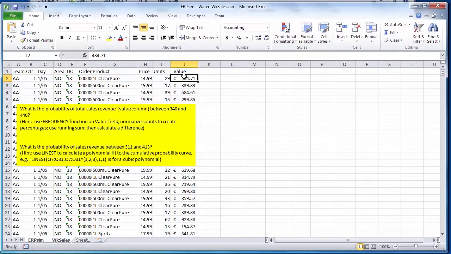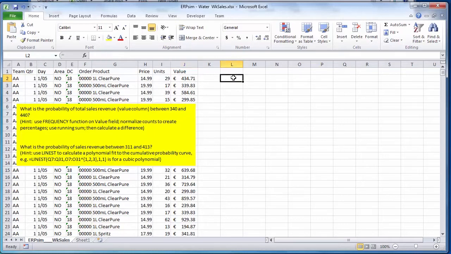Now, to answer this question, I want to get a frequency distribution of all these values. So how many times does a value between, say, 400 and 420 occur? How many times does a value or total sales revenue between 420 and 440 occur? So it's things like that. That's what I want to get, that distribution.